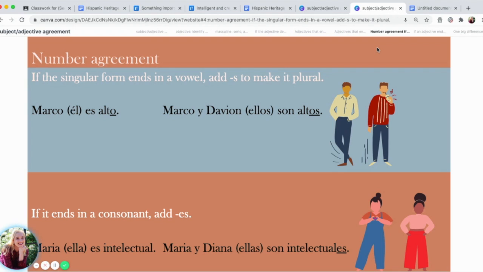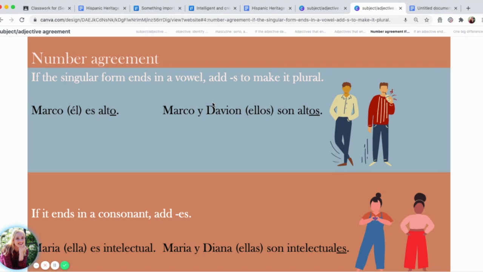So we learned that the adjective needs to match the subject in gender. Okay? There's a second one, and it's number. We need to make sure that whatever adjective we're using is singular if we're describing one person or thing. If we're describing more than one person or thing, then our adjective needs to show that. It needs to be plural. So for example, if I'm only describing Marco, that's a singular subject. I'm just describing one single person. Marco es alto, or él es alto.